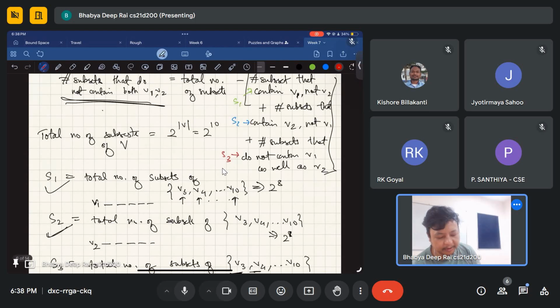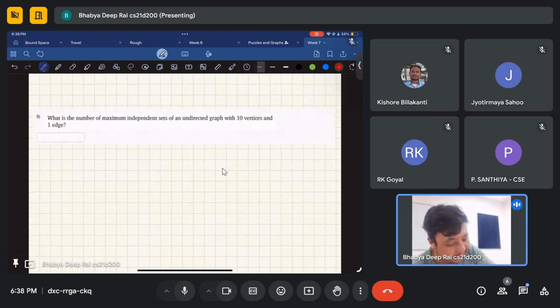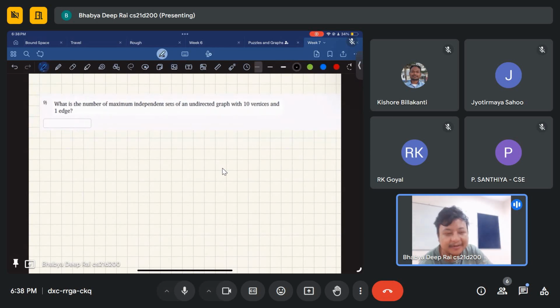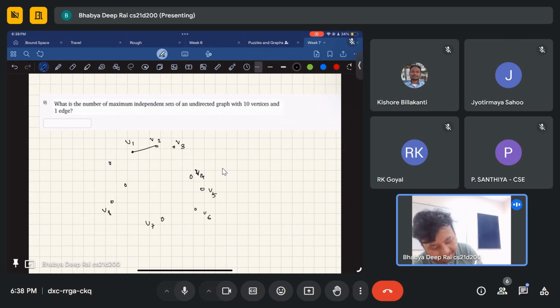Okay. Good. So next is this question. This is a simple question. What is the number of maximum independent sets of an undirected graph with 10 vertices and 1 edge? Same graph, but this time I want you to tell me... Perfectly written. Okay, good. So this time we want to say what is the maximum independent set, which means maximum sized independent set. So what is the maximum sized independent set you can construct here?